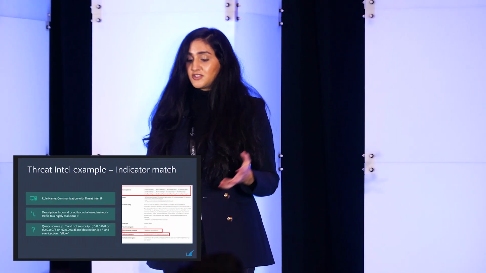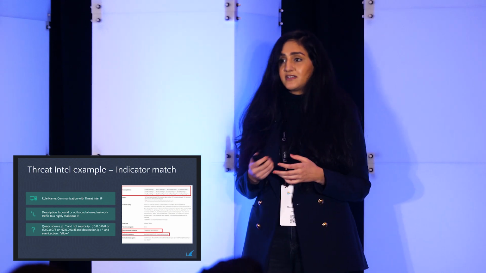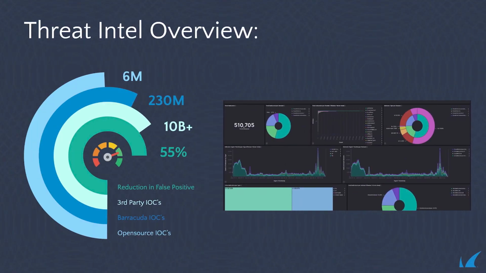So to go into a little bit of detail with threat intel, we actually are using Elastic Filebeat. With the open source IOCs, we have about 6 million IOCs within the last 90 days. We have Barracuda IOCs, so that gives us access to 130 million IOCs. And then third-party vendors such as VirusTotal and Shodan, so that gives us access to about 10 billion. So with all those IOCs combined, we were able to reduce the false positive rates of our alarms to 55%.